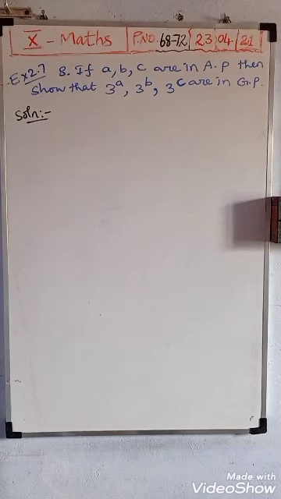Today we are going to see exercise 2.7, 8th question. See, if a, b, c are in AP, then we want to show that 3 power a, 3 power b, 3 power c are in GP. So one of the sequences is given as an arithmetic progression. Then using this arithmetic progression we want to show that 3 power a, 3 power b, 3 power c are in GP. Okay, so see the solution.